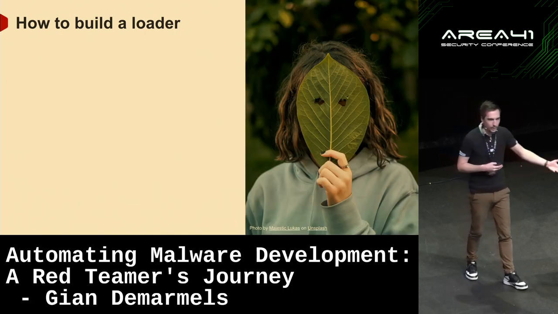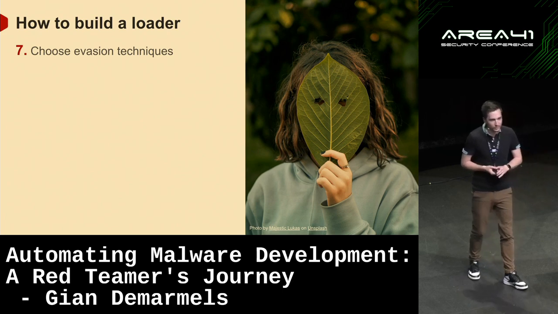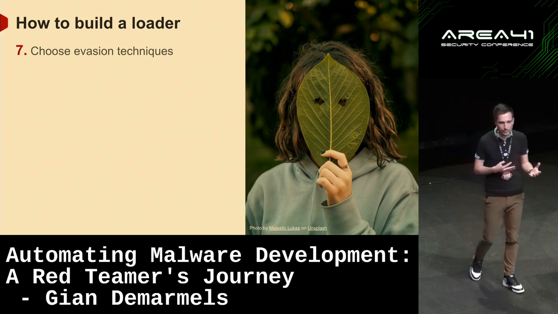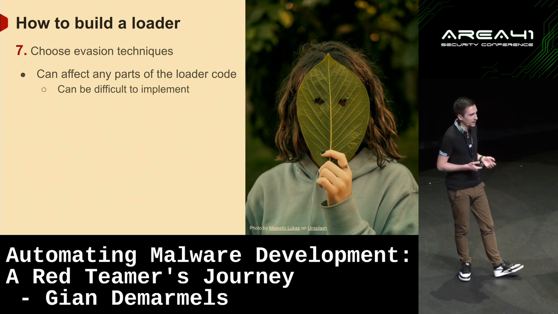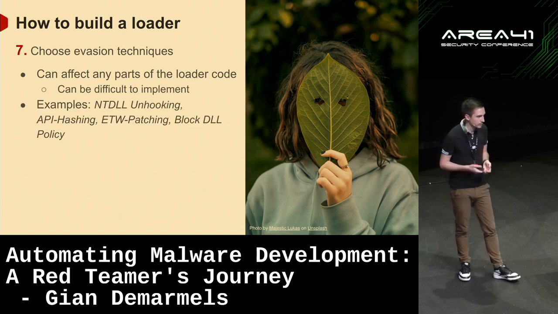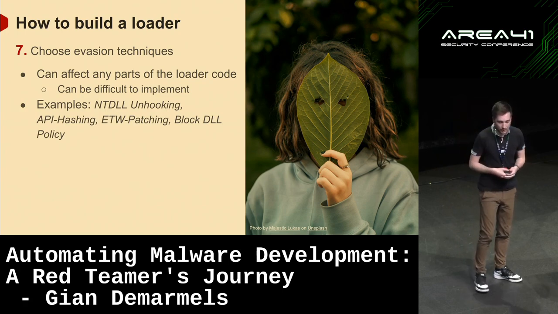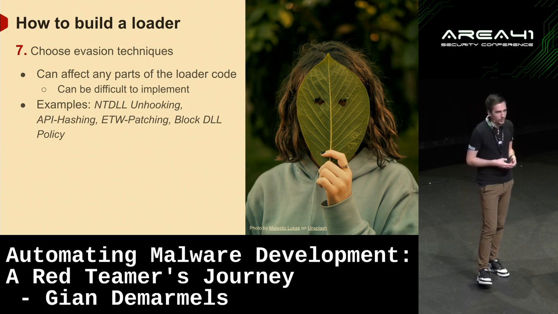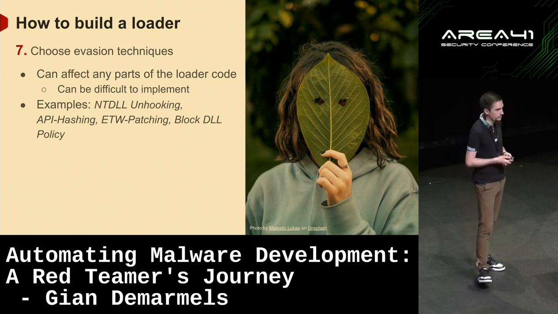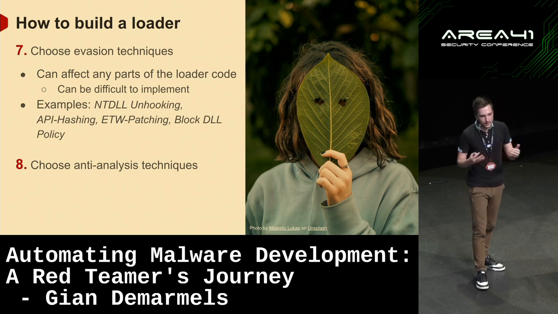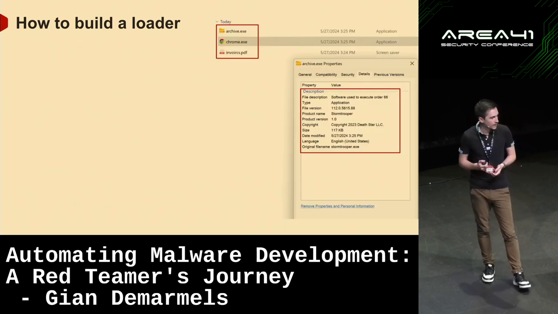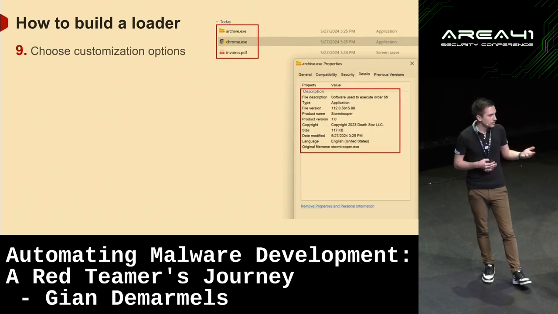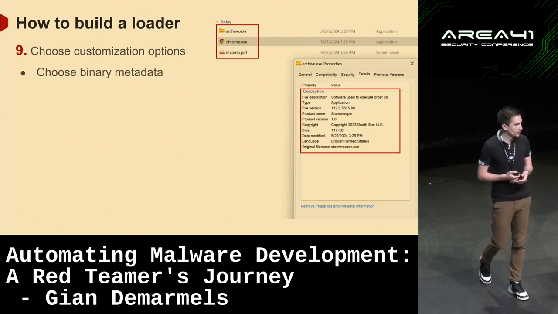We now have chosen our execution technique, but we also want to choose some evasion techniques to evade detections. These can affect any parts of your loader and also basically can be anything. They can be difficult to implement and also easy. Some difficult examples you are seeing here. There are also easy ones like file bloating, which are sometimes surprisingly successful if you use them. On the other hand, you can also choose anti-analysis techniques to implement, which could be, for example, debug detection, sandbox detection, and so on.